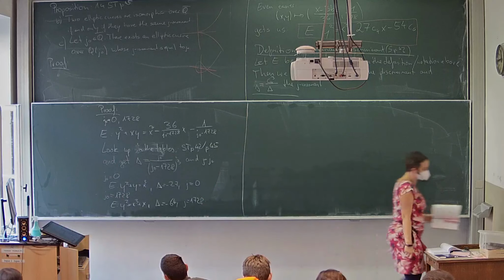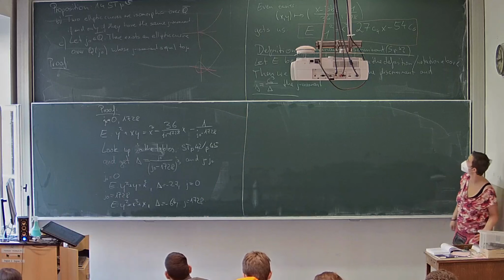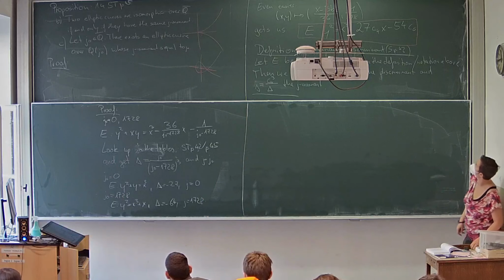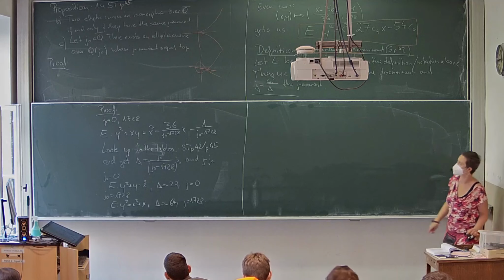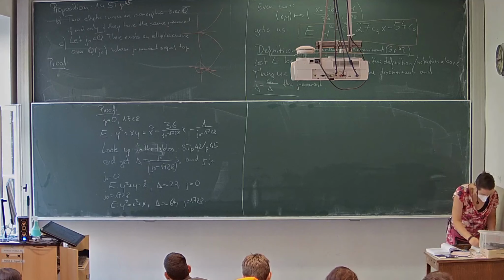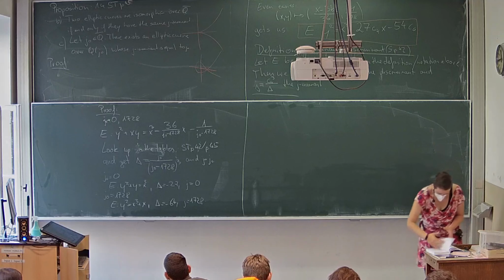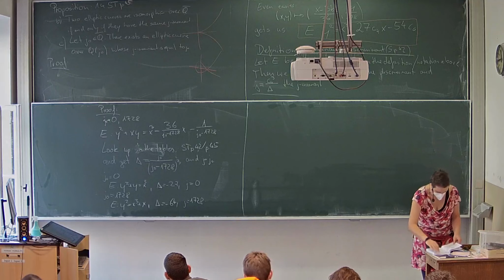So we still have to find out what's with this discriminant being 0 or not, and what does it have to do with our singular versions of the curve.